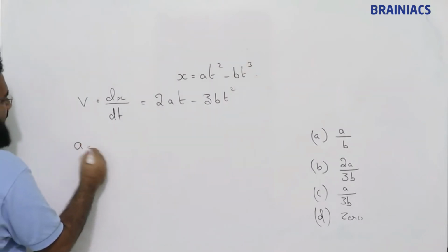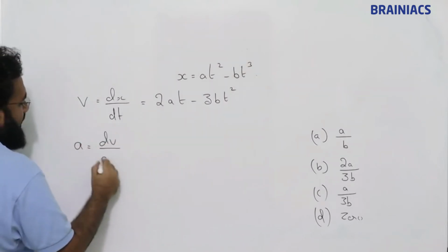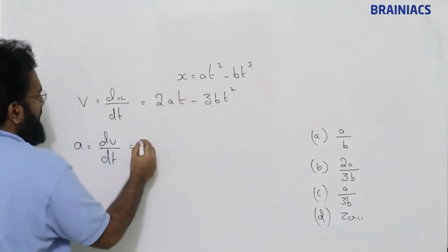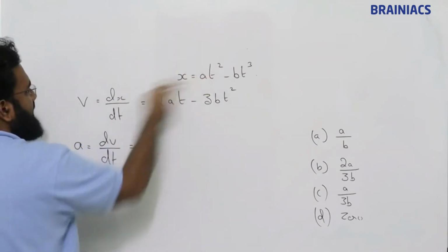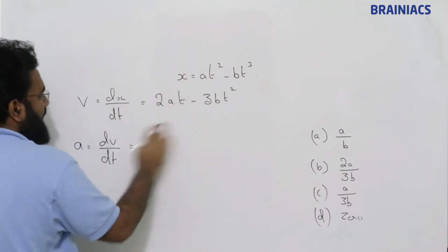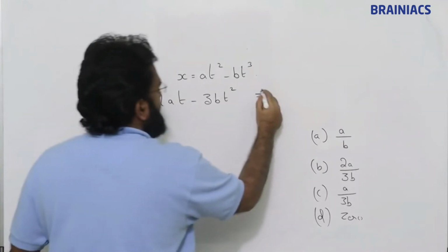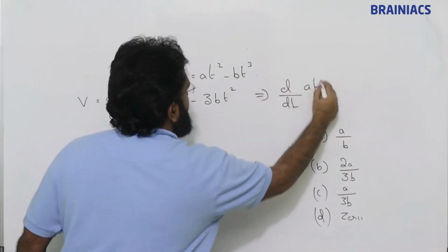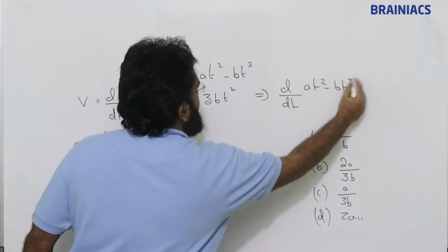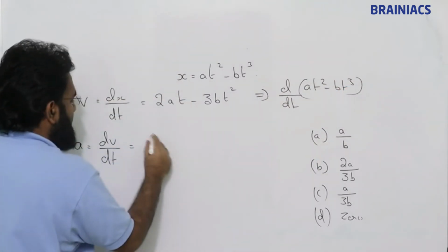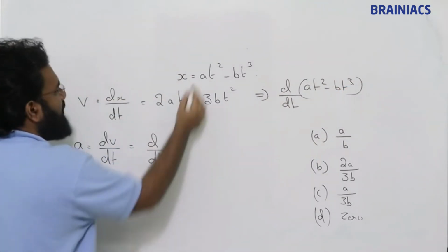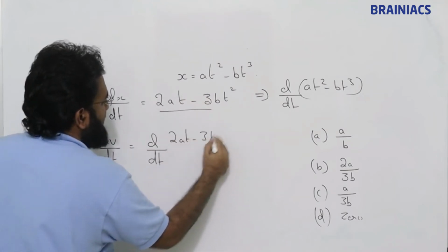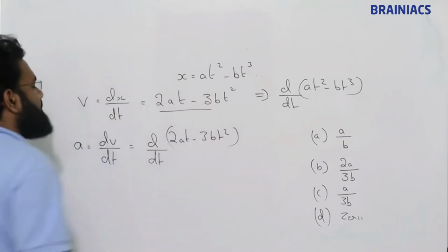Now how do we find the acceleration? dv by dt, differentiating this one. This is dx by dt, which I haven't written, but I am writing directly. This is nothing but d by dt of x, which is at square minus bt cube. In the same way, d by dt of this one, 2at minus 3bt square.